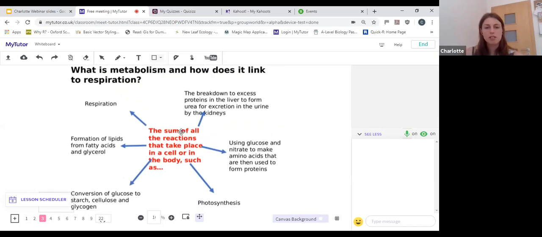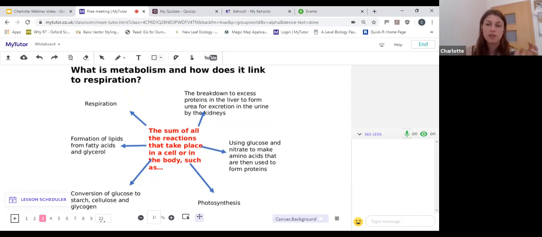Okay, so metabolism is the sum of all the reactions that take place in a cell or in the body. So well done. Grace, you're right as well. Metabolism is the chemical processes that occur within a living organism. That's correct as well. Well done. Fatima got that one as well. Kasaya said the rate of how quickly your body uses energy.